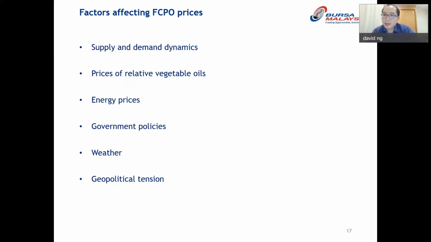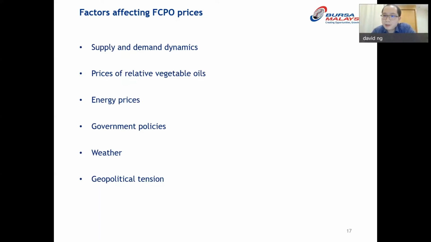Whether it's going to be lagging or leading, I think that's a different part of the story. But importantly, whether you are trading the market, it's important to have a fundamental aspect whenever you're looking at a particular product. So these are some of the factors that affect CPO prices fundamentally.